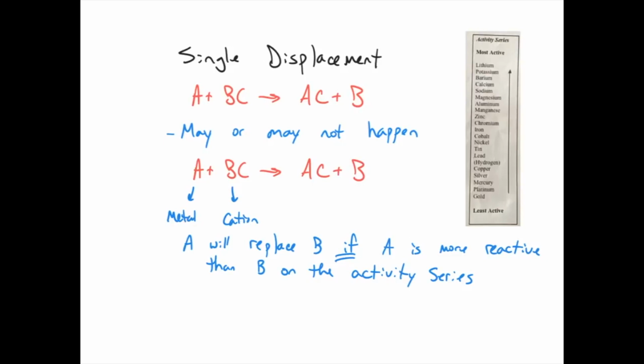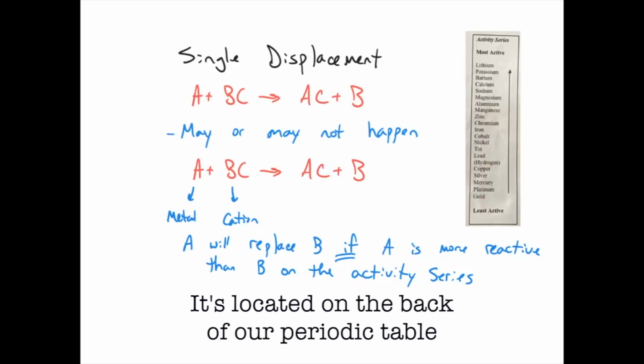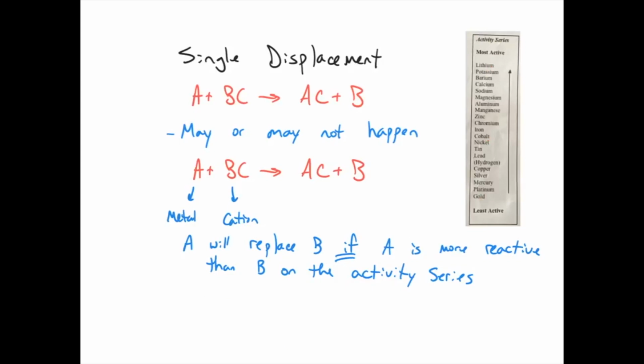Now the activity series, as I pasted a picture here, is a thing that you will always be given, and it's used only for the single displacement reactions. And it's a list of metals and also hydrogen in order from most reactive to least reactive. So in other words, if the metal is above the cation on the activity series, the reaction will happen. A will replace something below it, B, as a cation.